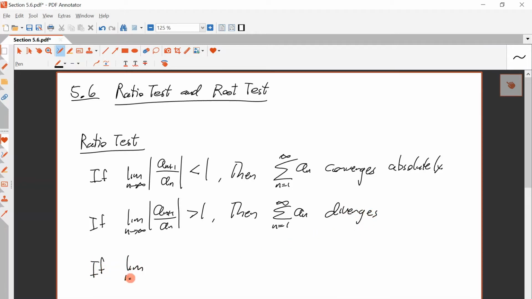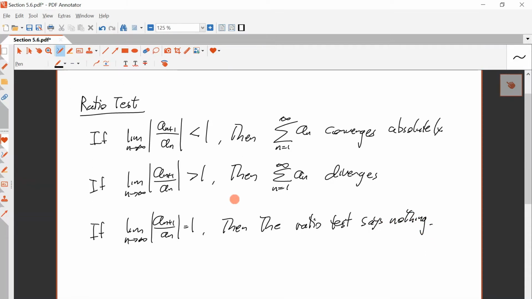If the limit as n goes to infinity of a_(n+1) over a_n equals 1, then the ratio test is inconclusive. Notice that in these three possibilities, here the series converges absolutely. Here the series diverges. And here you don't know anything. So none of the outcomes are converges conditionally.